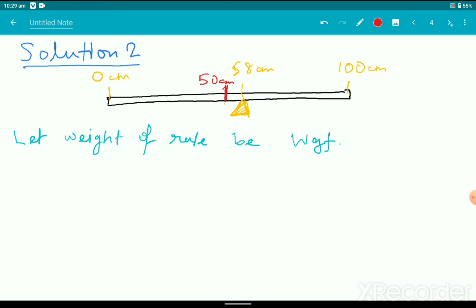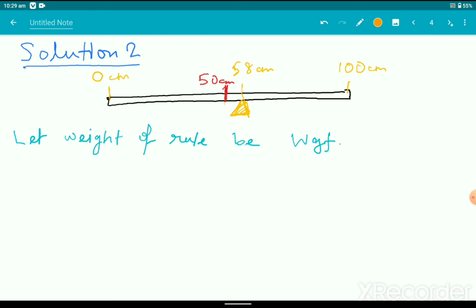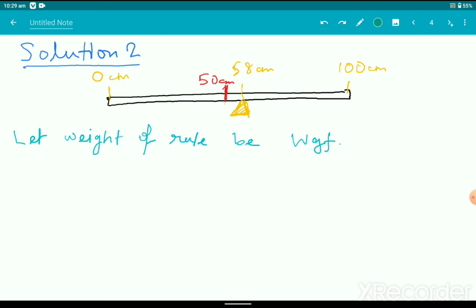Okay, 50 centimeter. Now the weight of the rule is acting basically at this point. So the weight of the rule is acting like this. Okay, just consider another color, it will be easier to understand. The weight of the rule is acting like this, isn't it? Okay, so it is WGF.